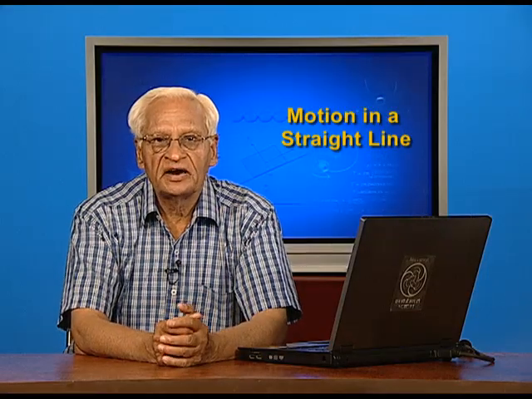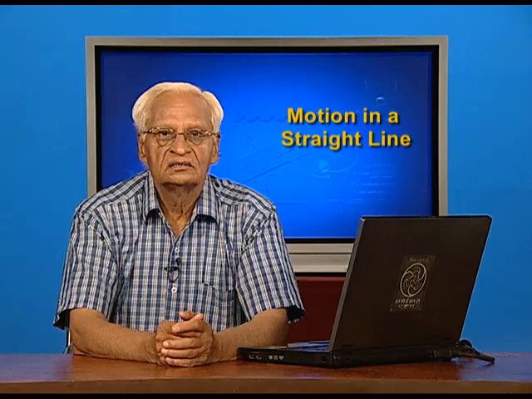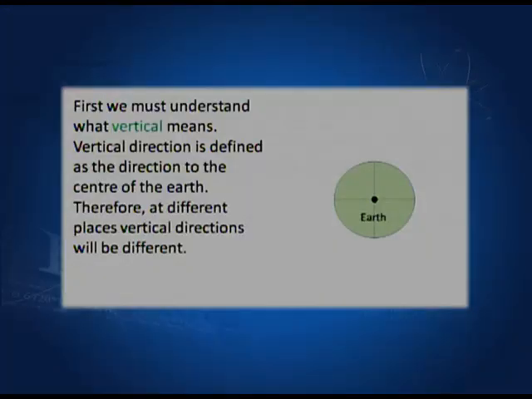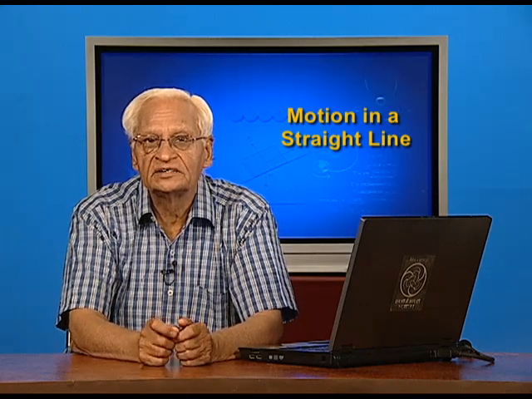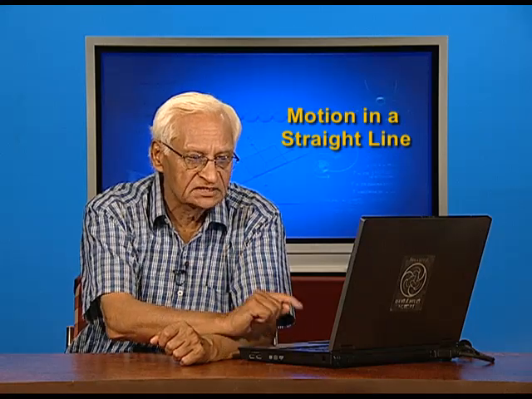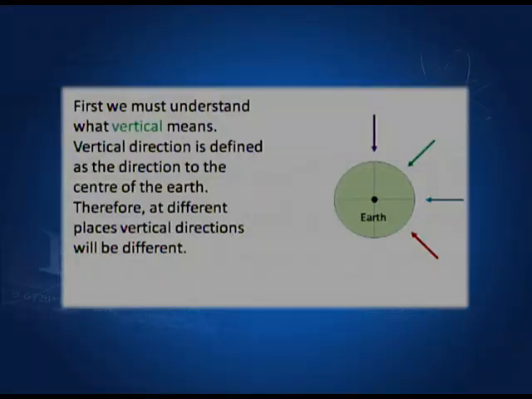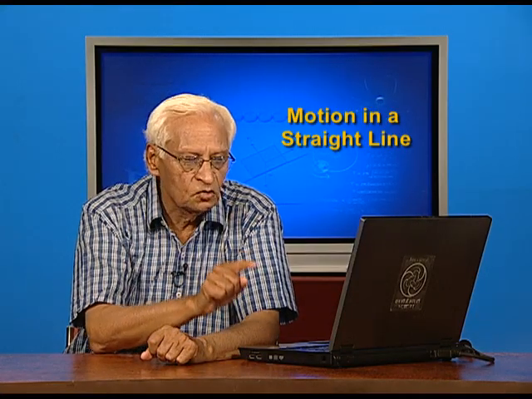You might find this question very easy, but many of the students are not able to answer this question. What is vertical? Remember that vertical direction is the direction towards the center of the earth, and it can be different at different places. I will show you the vertical directions at various places on the earth. You can see that at various places on the earth the vertical direction is different. But what is it? The vertical direction is the direction towards the center of the earth.